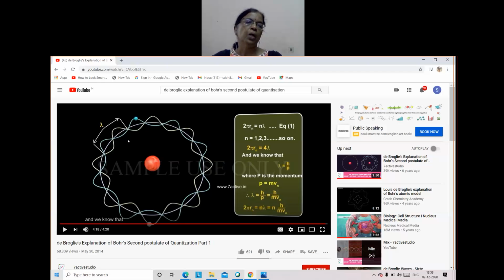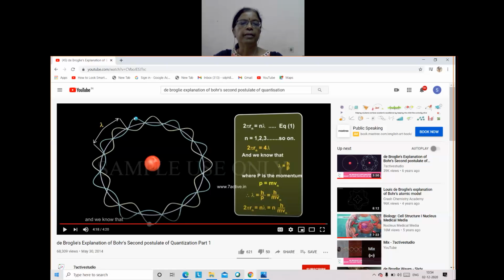So I will tell you once again, when an electron moves in a circular orbit, it moves in the form of waves, and it will have a wavelength. When there is a wave, there is a wavelength. So the electron also will have a wavelength, and when it moves in a circular orbit, it forms standing waves, with nodes, between two nodes.